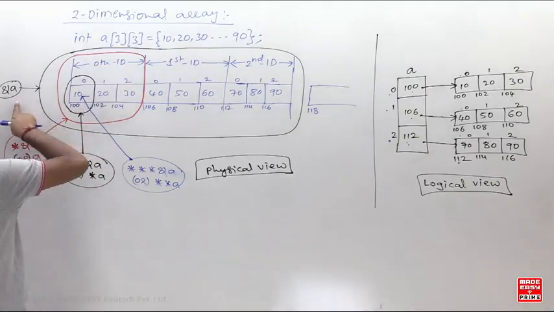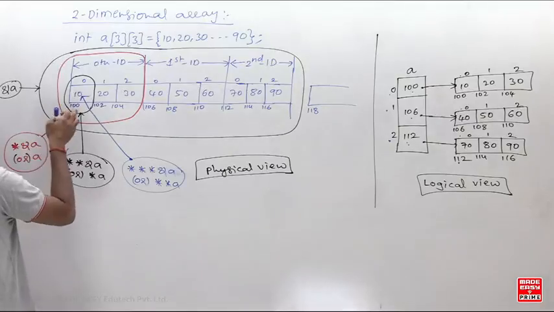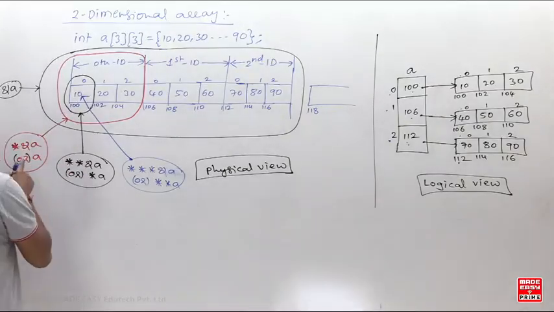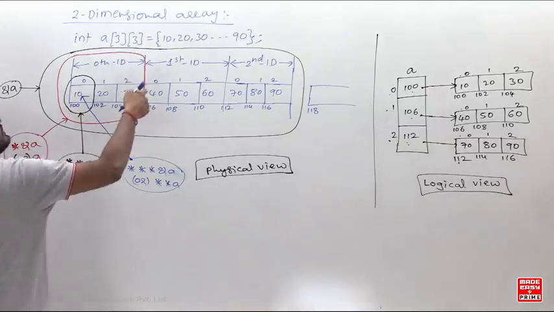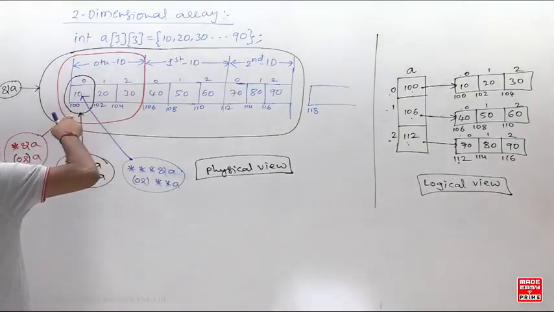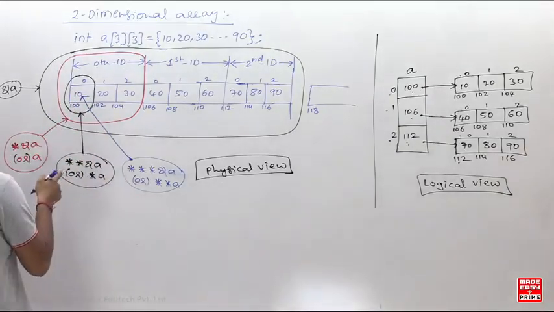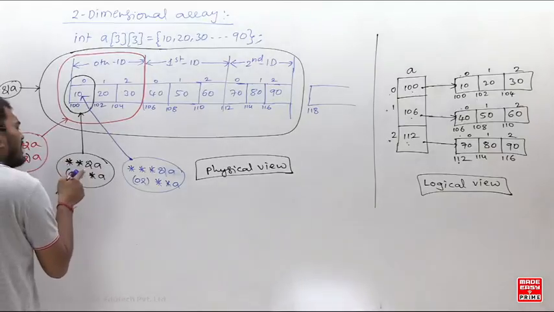Look here. If you print ampersand A, it will print 200 only. If I say star ampersand A, it will also print, since it is pointing to the 0th 1D array, 100 only. Is that clear? And next, double star ampersand A or star A.